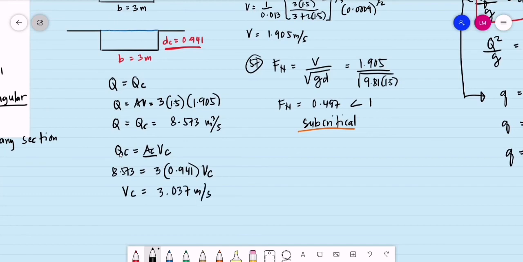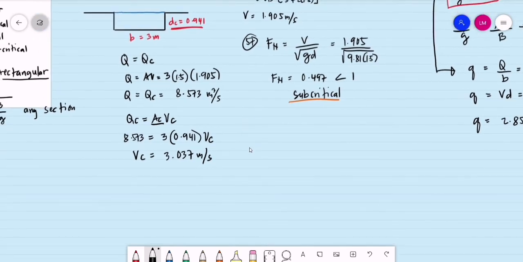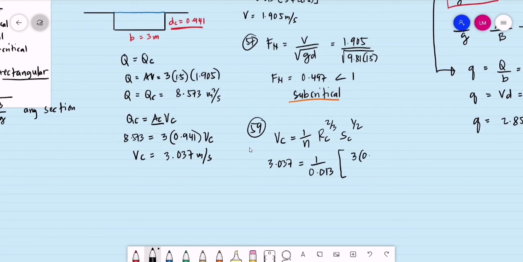meters per second. For problem number 59, kapag ginamit natin yung critical velocity, lahat ng values nagiging critical. 1 over n, hydraulic radius na critical, hydraulic slope na critical. So once na ginamit natin yung critical depth, lahat nagiging critical values. So we have that 3.037 is equal to 1 over roughness coefficient 0.013. Ano yung ating critical hydraulic radius? Area, yun yung 3 times 0.941 divided by wetted perimeter, 3 plus twice of 0.941.